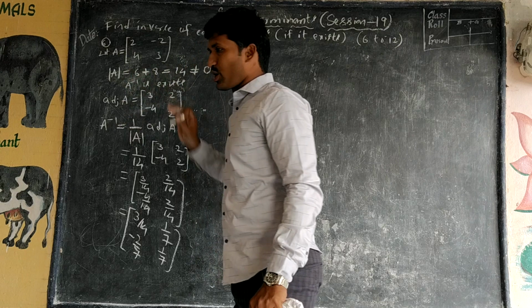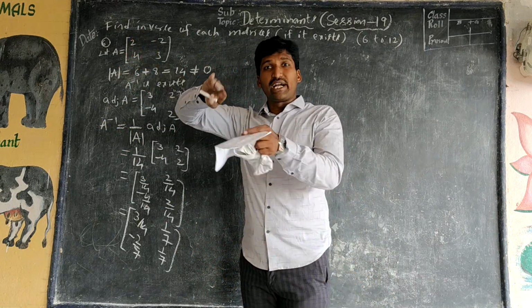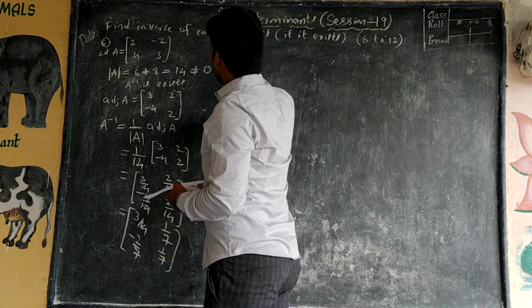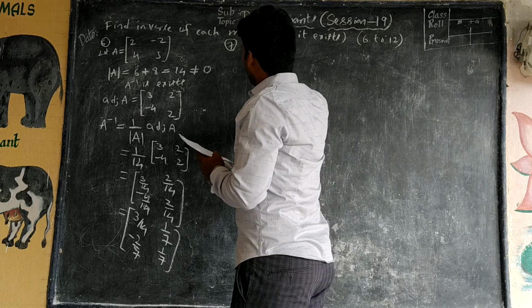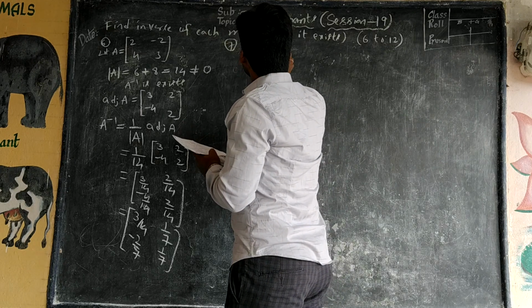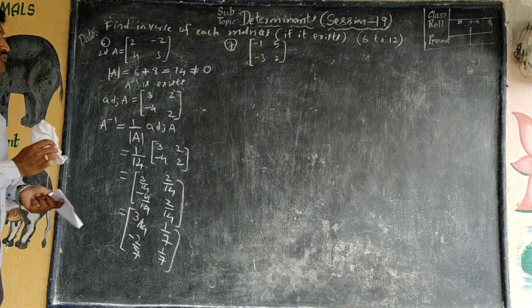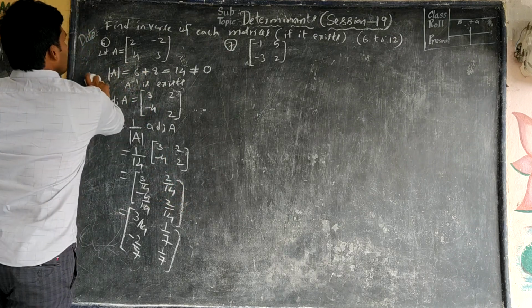How to verify whether this is correct or wrong? Just multiply this A inverse with the A matrix. If you get the identity matrix, then this is the correct value. The seventh one, you can try. Same 2 by 2 matrix only: minus 1, 5, minus 3, 2. Try this question. How to find the inverse of a 2 by 2 matrix. Everyone has understood how to find this one.